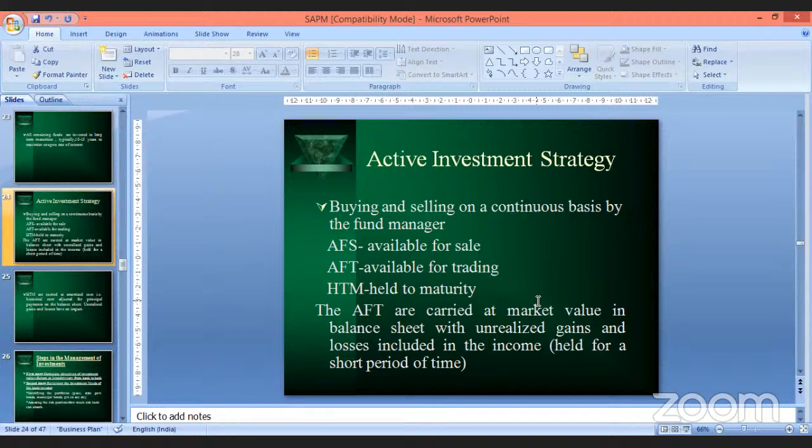So, active investment strategy means what? Just try to understand. That means here the fund manager, a person having professional knowledge, is gathering information from the market, economy, and industry. On the basis of that, it is coming across these three situations because it has to involve itself in the buying and selling process on a continuous manner.